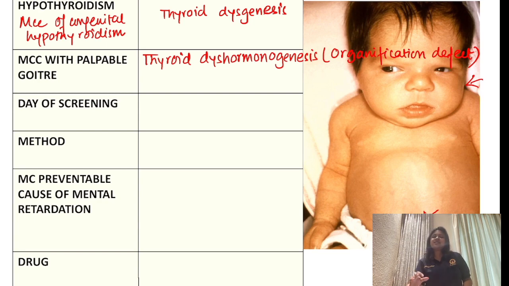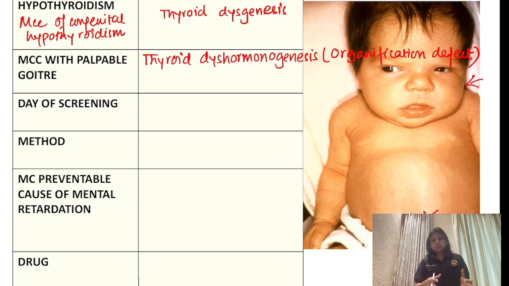So once the signs come in, like you get a prolongation of physiological jaundice, abdominal distension, coarse facies, bradycardia and all, when the child becomes symptomatic, usually even if you give levothyroxine supplementation, you're not going to reverse it. So the lead time is 2 weeks and the prevalence is very high, 1 in 1500 in India to 1 in 4000 in the Western world.